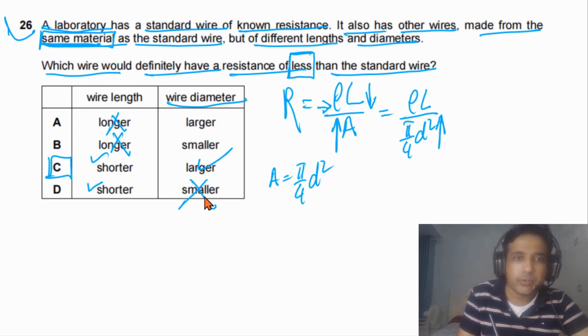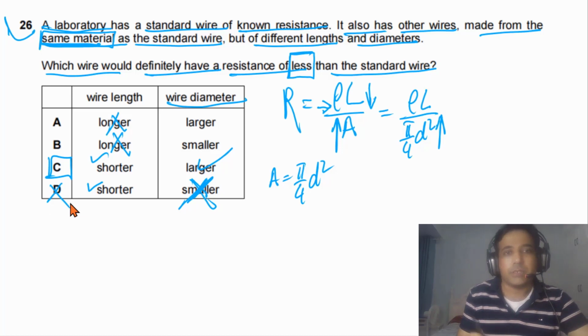This is incorrect because this is telling you smaller, so this will increase the resistance. So this one is incorrect.